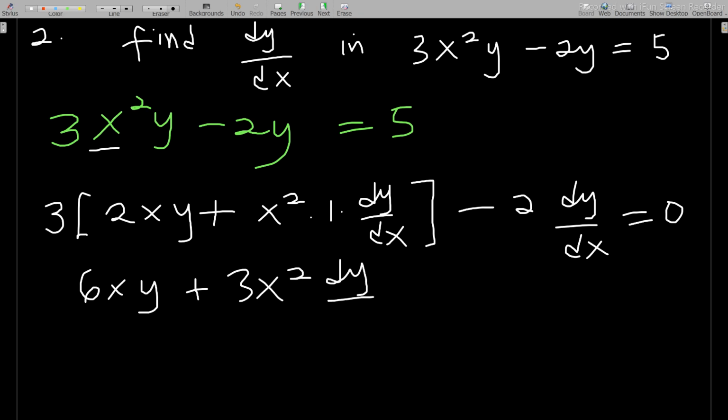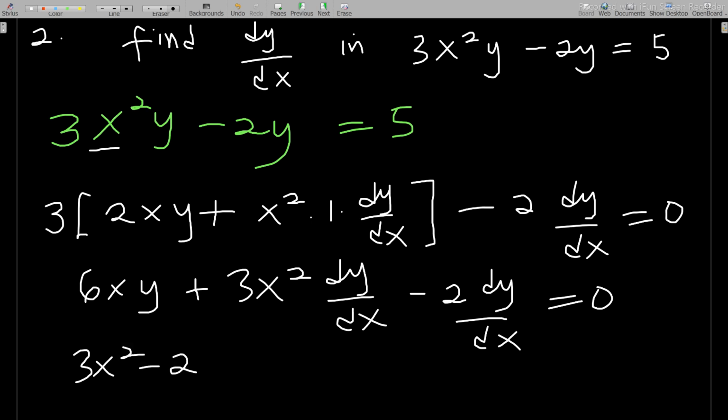Okay, all that I have to do is make dy/dx the subject. So I take 6xy to the other side and factor dy/dx out. I have (3x² − 2) times dy/dx equal to negative 6xy.